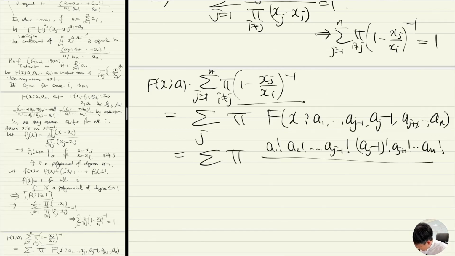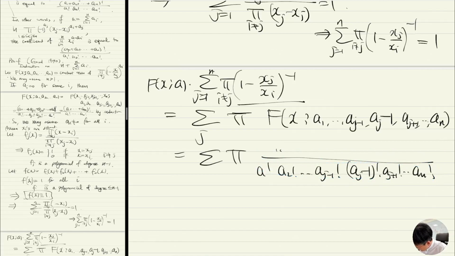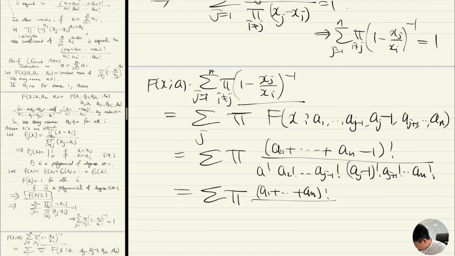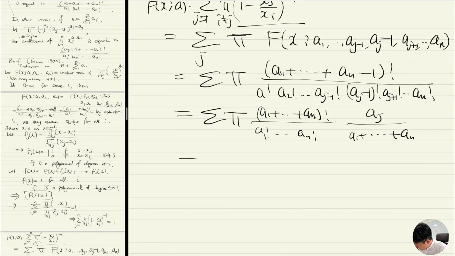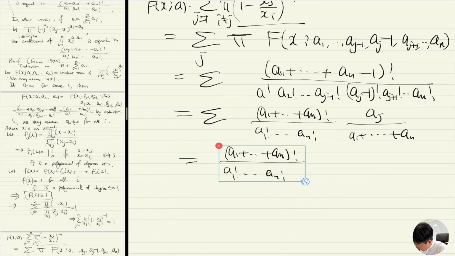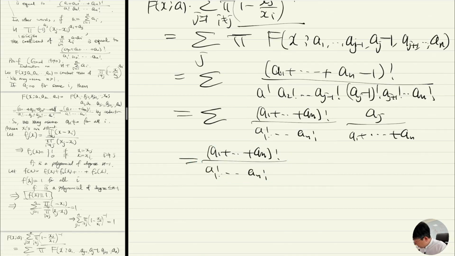Oh, no, not over here. This is at the bottom. This is by induction, and their sum. And this is a1 factorial up to an factorial. So this is a1 factorial up to an factorial, and then what you have is this. Oh, there's no product needed, and this is exactly that. All right, that proves Dyson's conjecture.